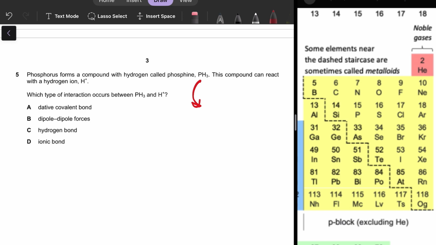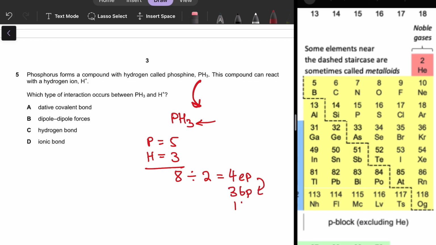Phosphorus is in group 15, so it has 5 outer electrons. There are 3 hydrogen atoms, 8 outer electrons in total. Divide this number by 2. So 8 divided by 2, there's 4 electron pairs. Since we have 3 hydrogen atoms, there must be 3 bonding pairs and 1 lone pair.